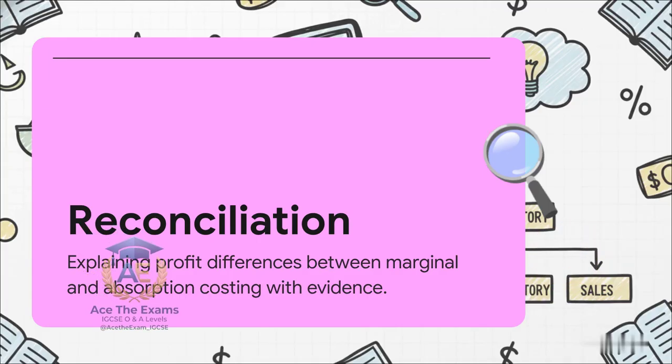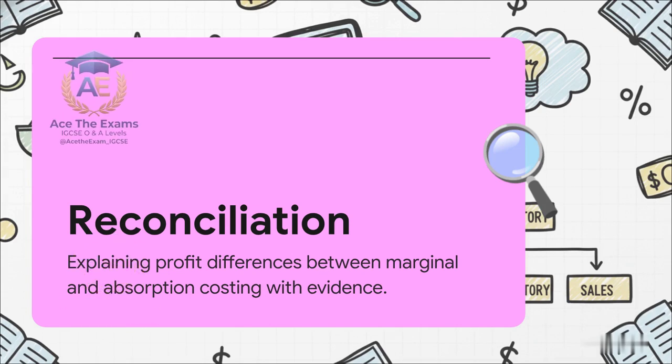To avoid the fate of those unprepared associates, we have to start with absolute precision. The reconciliation of profits isn't just subtracting two numbers. It is the systematic process of explaining the difference between profit calculated under marginal costing and profit under absorption costing, using strictly evidence-based reasoning.